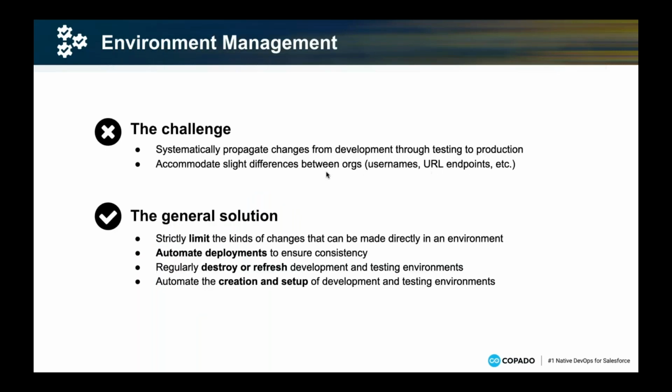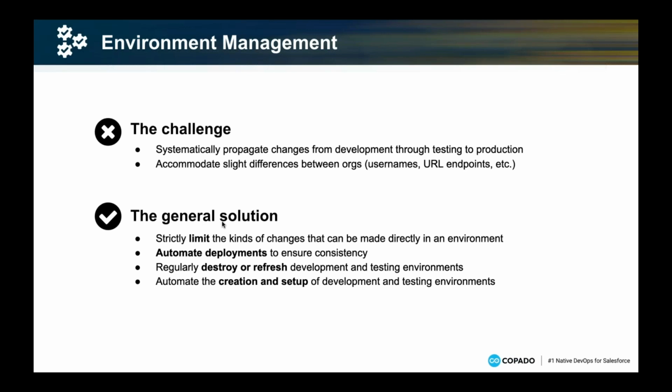So there are a lot of challenges within environment management, but the challenge is that we want the environments to be basically the same, except for certain differences that we're making intentionally. We intentionally build new things in the development environment. We intentionally have some release candidates that are in the testing environment. There may be slight differences, like in the URL endpoints and so forth between those orgs. So we have to accommodate those intentional differences while avoiding unintentional differences.